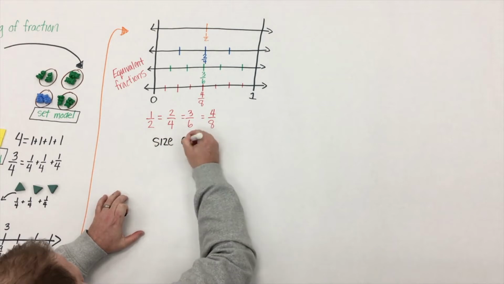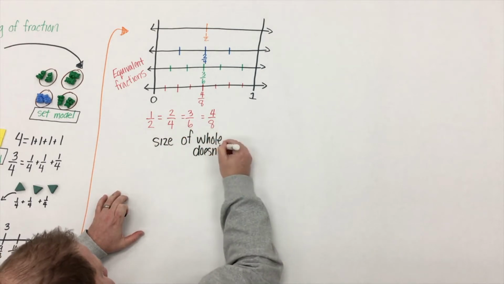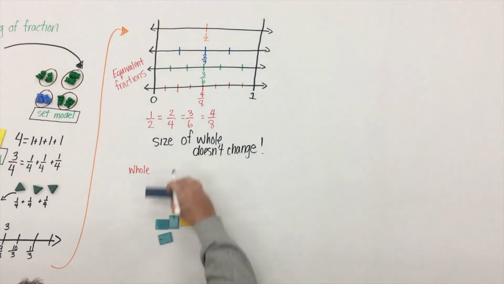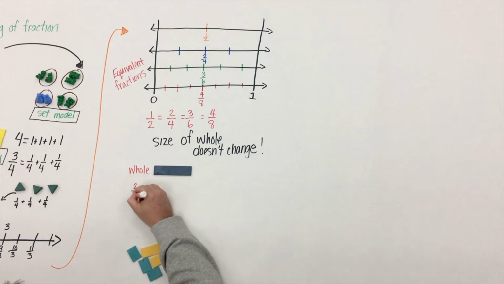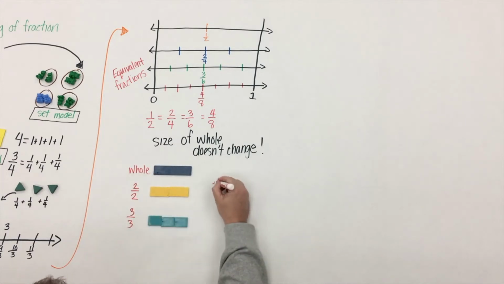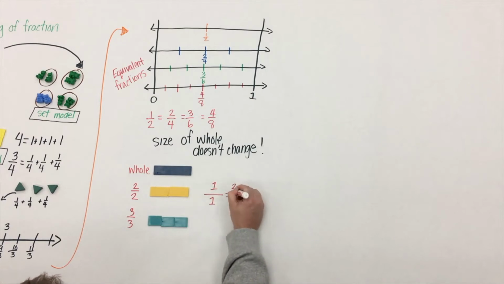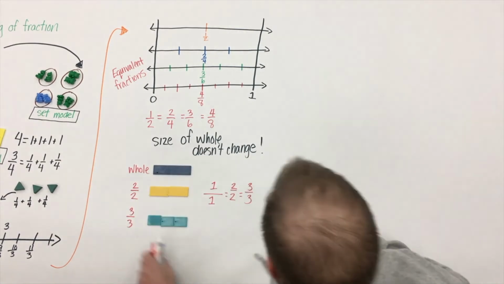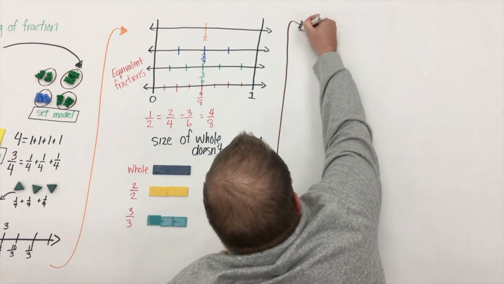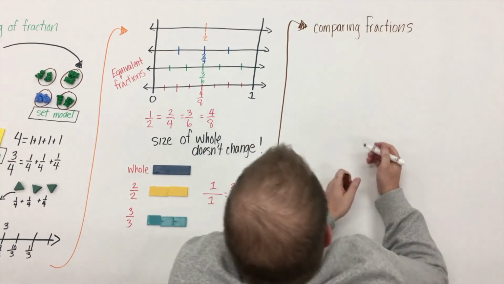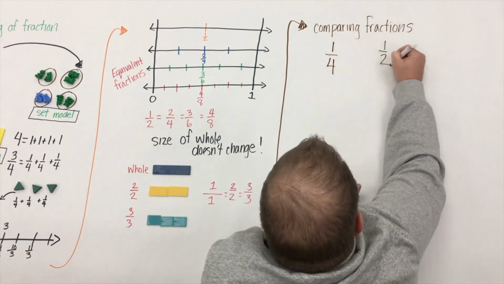The big piece here that students really need to see and we need to push and promote is that the size of the whole doesn't change, just the size of the parts do. But even though we're talking about fractions, students need to also understand that whole numbers can also be written as fractions. Take for example the number 1. Here's 3 ways that we can represent that number 1.